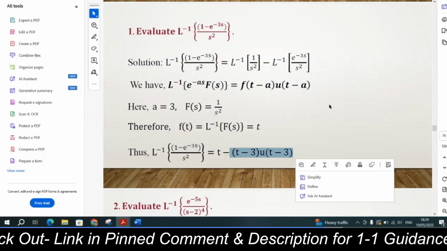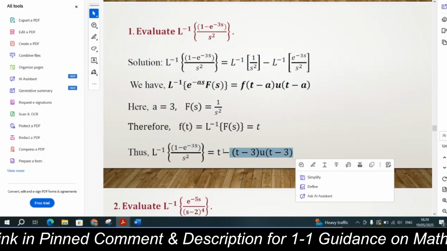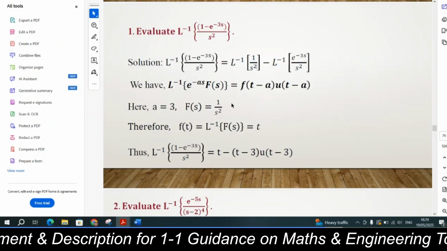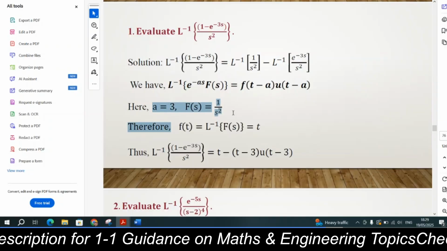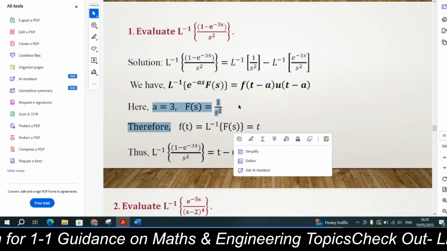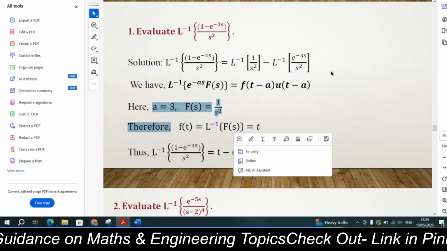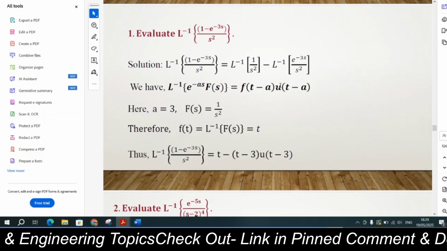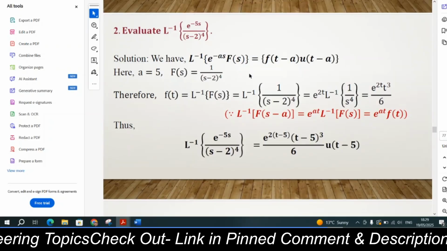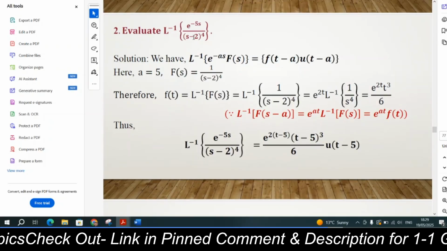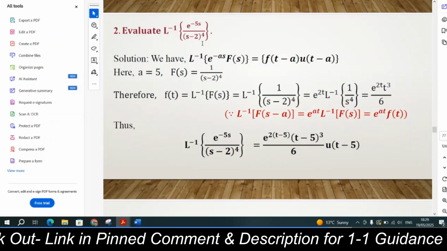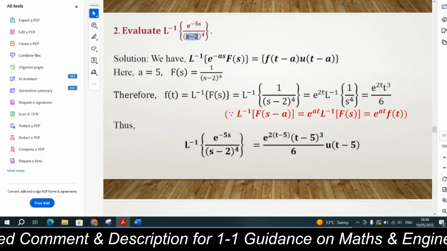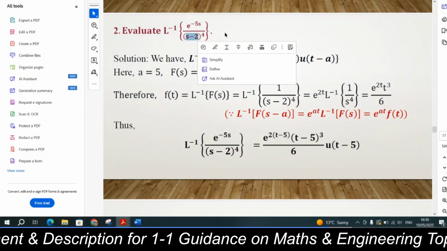Is the solution clear? Yes, I got that. Okay. Coming from this point to this point, they have skipped a couple of steps where they could have mentioned f of s is 1 by s square, inverse Laplace of f of s is f of t, which is t, and therefore f of t minus a becomes t minus 3. That is what was expected. They have not done this part separately, but since the 1 by s square is common, they have mentioned it directly over here. But had it been separate, it was expected you would write it separately. Any doubts? No. Okay, let's proceed.